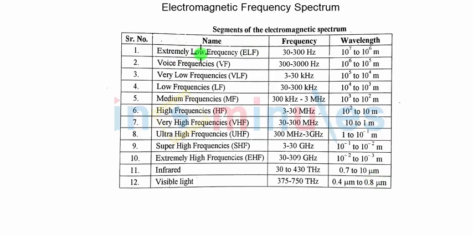It starts from extremely low frequency, voice frequencies, VLF, then low, medium, high frequencies, very high and ultra high and super high frequencies, and lastly we have extremely high frequencies. Infrared and visible light are also shown as some special groups. You can see infrared goes from 30 to 430 terahertz, and visible light goes from 375 to 750 terahertz with their corresponding wavelengths. Now, the question is, why do we divide this frequency spectrum into various slots?